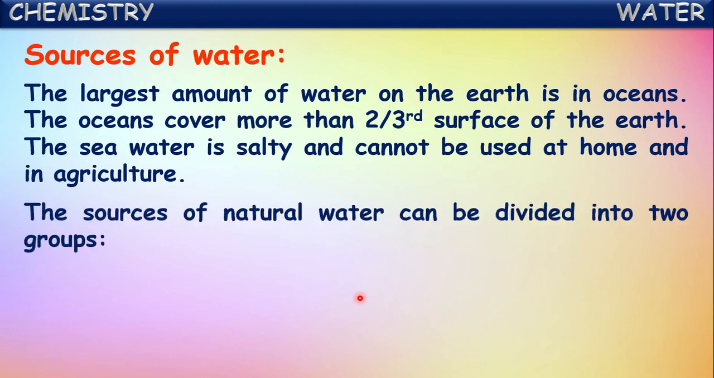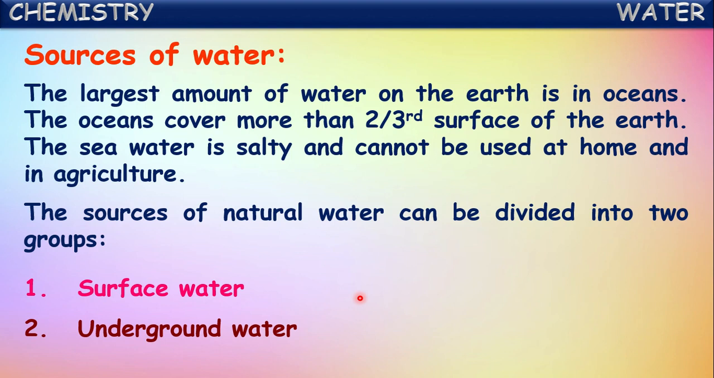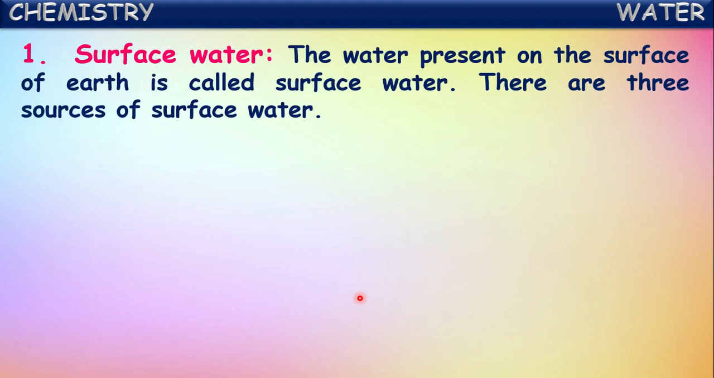So the sources of natural water can be divided into two groups. They are surface water and underground water. There are two major sources of water for us. One is surface water, another one is underground water. Let us see about these one by one. First, let us see about surface water.